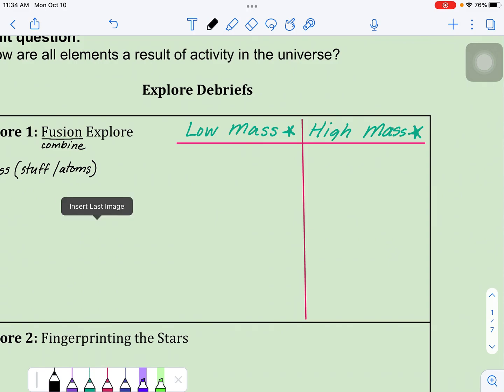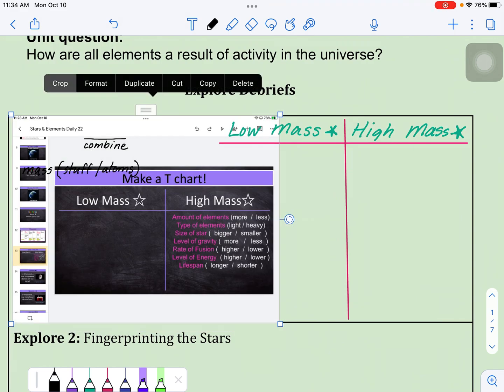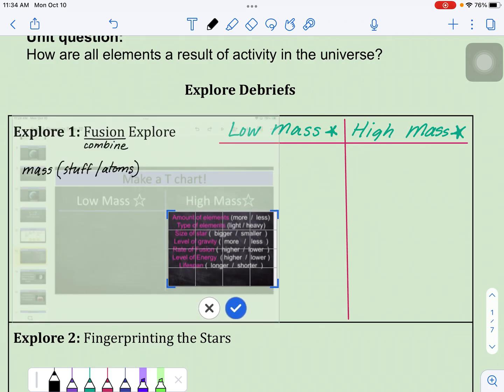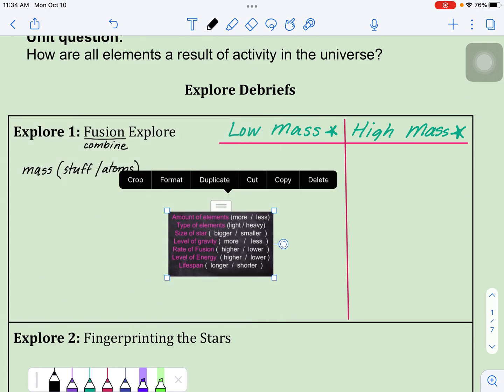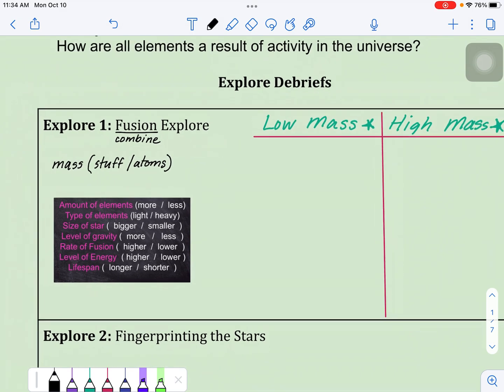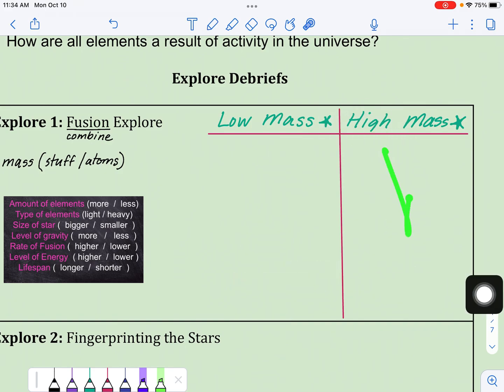So I've got a little list of things that I want us to focus in on. These are all the things that we want to know for each star. So this is like our core list. And you don't have to copy this in. In class, we had it projected up, and we just used it to fill in our information. Okay. Really, the nice thing about this chart is if you know one side of the chart, you know the other, because they're going to be opposites. And to me, this high mass side makes the most sense. So I'm going to start there.